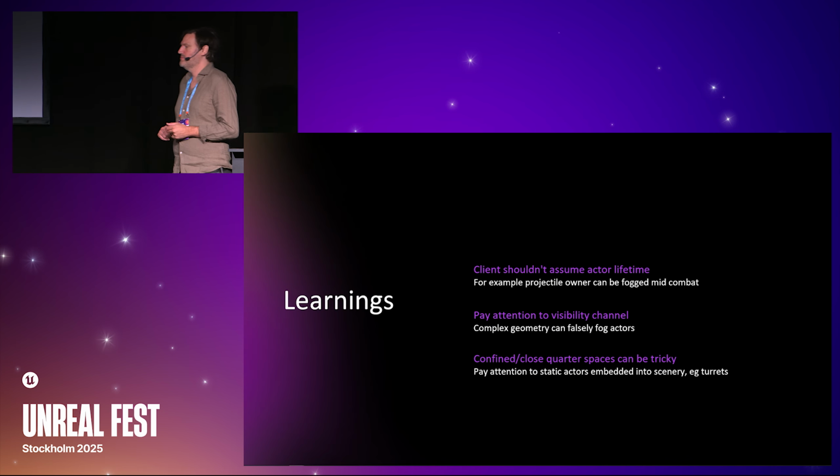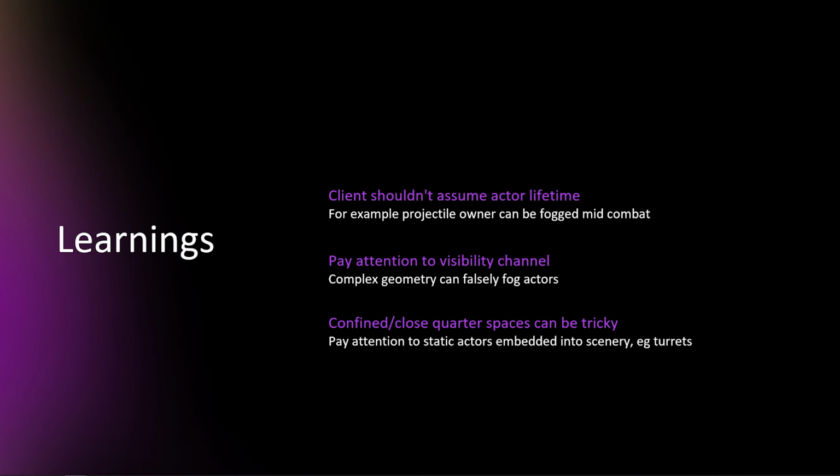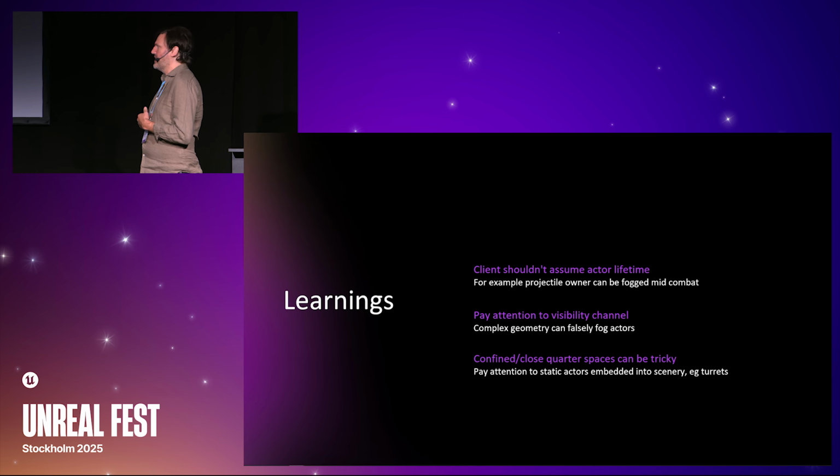We implemented the system in our game midway through development. So we already had some levels of gameplay written, and we added the system. We discovered that the main issue was that actors were written on the client not expecting actors to disappear due to fogging. For example, projectile owners would disappear, being fogged while the projectile was in mid-flight.